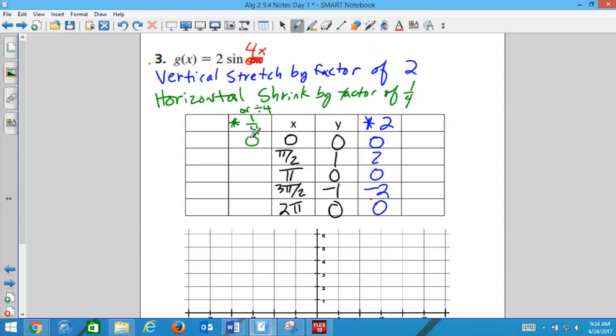So the first one's 0. But for this one, if you need to do work off to the side, I'm going to be doing pi over 2, multiply that by a 4. So we go straight across, and we get pi over 8. And then I take 1/4 of pi, so pi over 4. And then 3 pi over 2, multiplied by 1/4, is 3 pi over 8. And then 2 pi, multiplied by 1 over 4. And reduce the 2 over 4, and we get pi over 2.